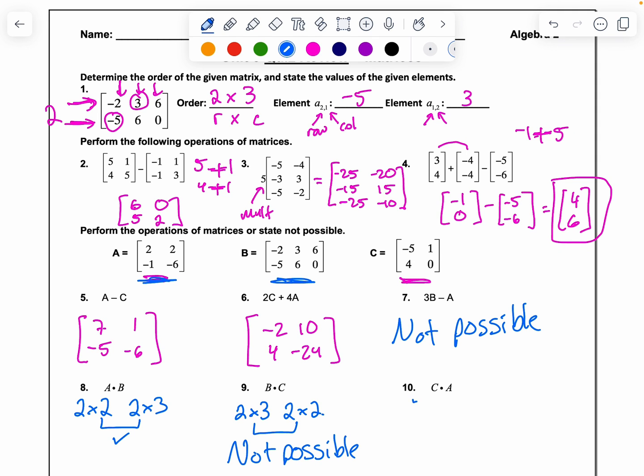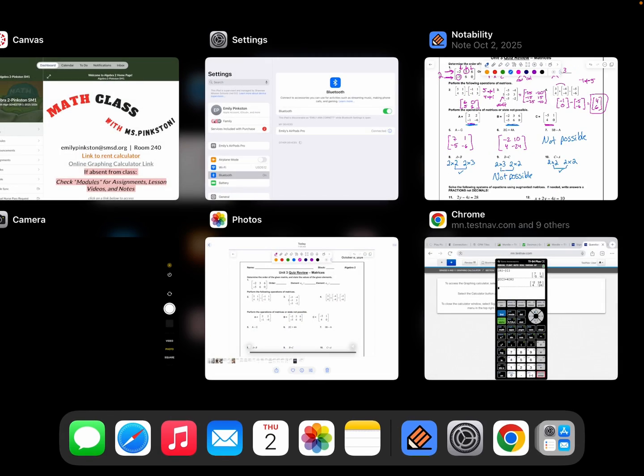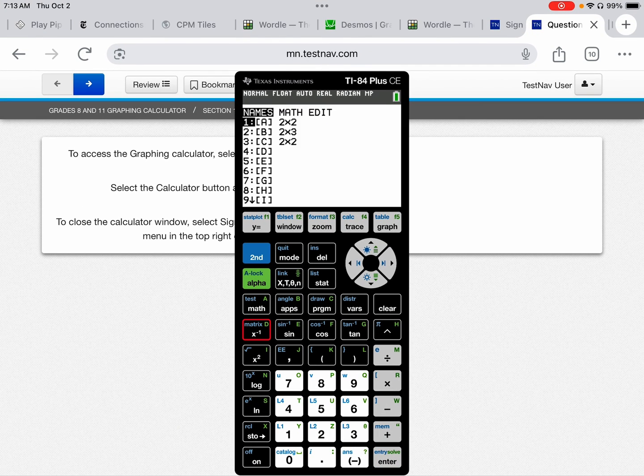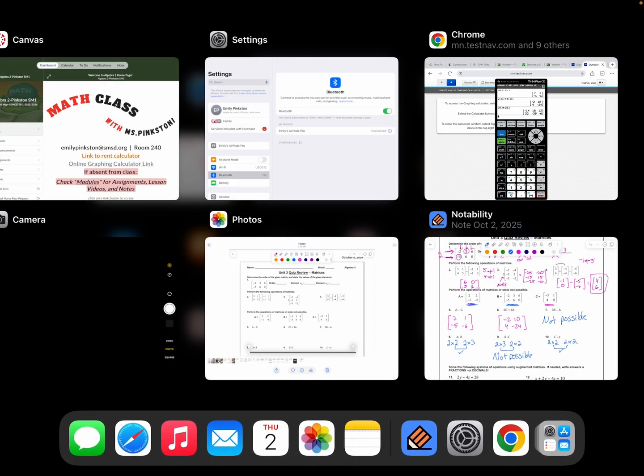And C times A, C is a 2 by 2, A is a 2 by 2. So those match, so that one is possible. So we need to type those two in. So we're going to type in A times B. So second matrix A times second matrix B. So there's our B times A.